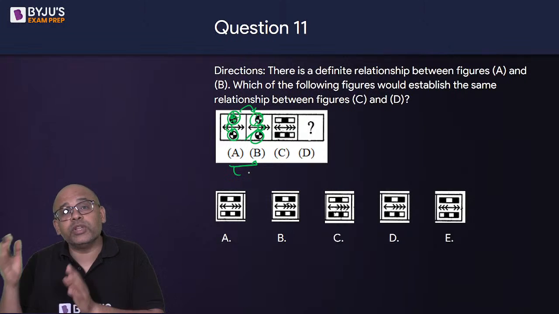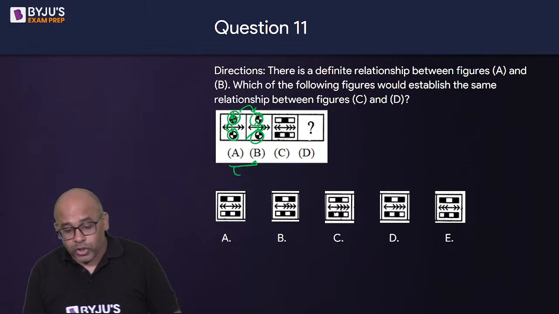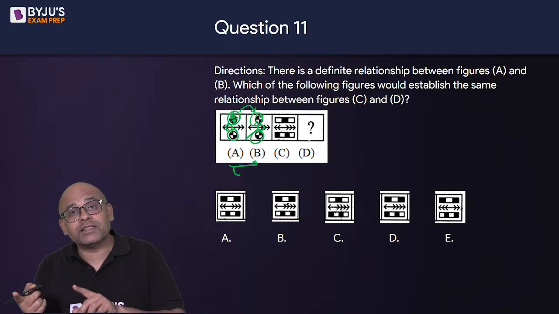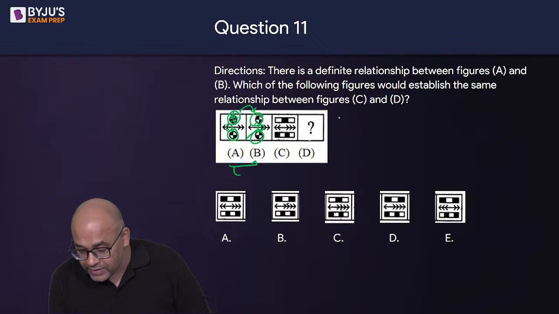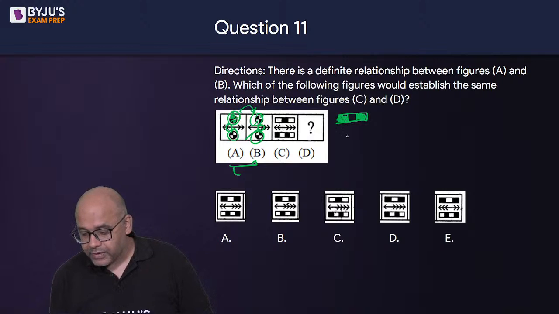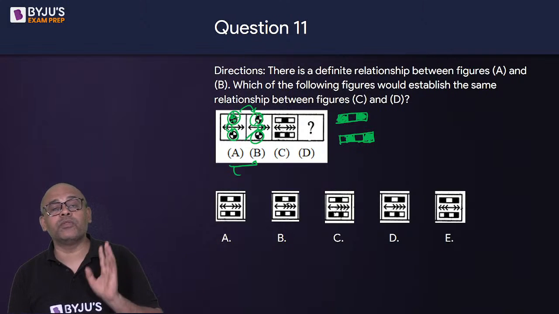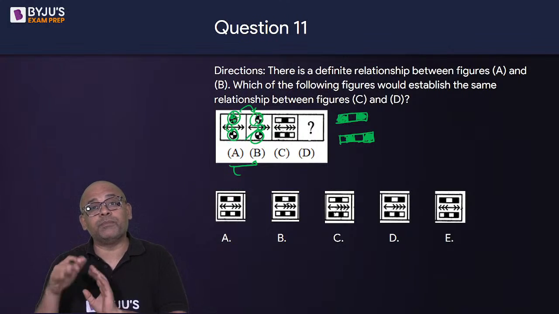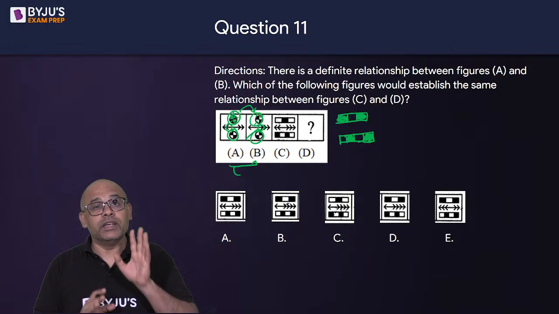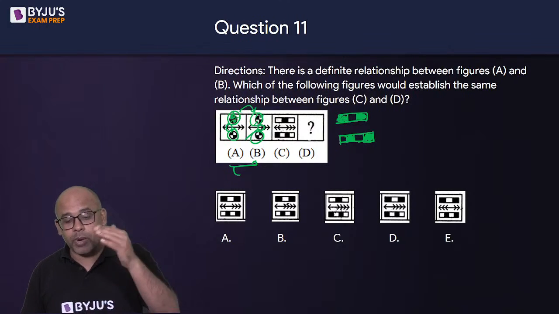Now from C to D, the logic should be the same. So the whites should become blacks and the black should become white, which means I should have like this. This should be colored, this should be colored, and bottom also I should have the same. So this should be white, this should be colored, and white and colored. So white should become black, black should become white. Wherever there is white, black, and wherever there is black, white. So that is what should happen in the top and bottom.